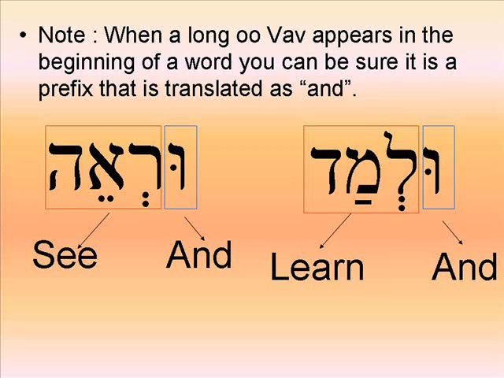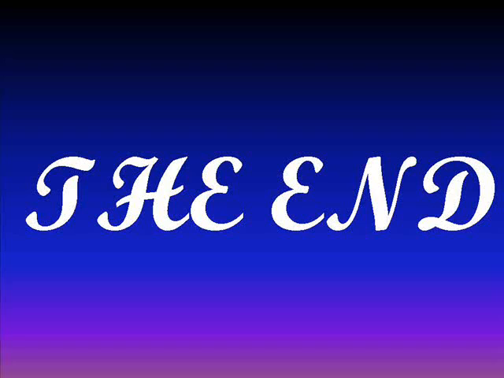For example, first word, ulmad. That means and learn. The U means and, and the second part of the word, lemad, means learn. Next example, ure'e. The U means and, and re'e means see. This ends the presentation about the long U vowel. Have a nice day.